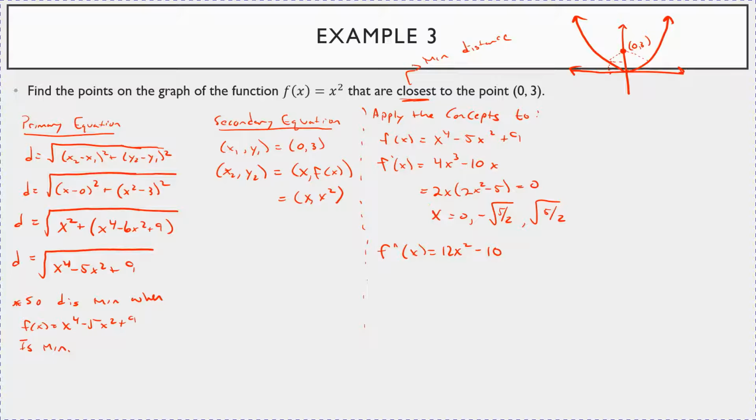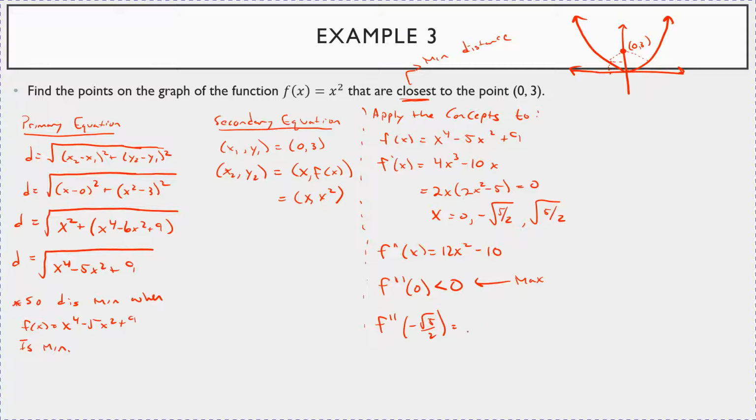So you want to find the min. So look, if you take f double prime of 0, that's less than 0. So that means 0 is the max. Ugh. Okay, you don't want that. That's no good.